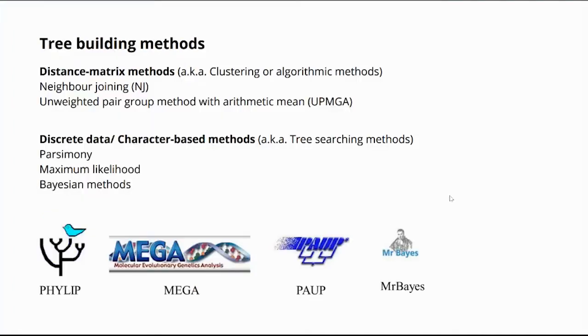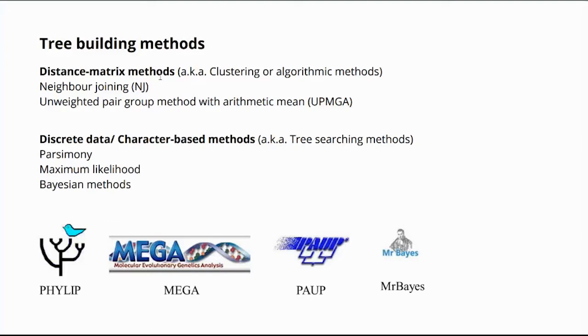Alright, there are two categories of tree building methods. So tree building methods, what do they do? These tree building methods find out the best trees from the multiple sequence alignment. Actually, there are two tree building methods: distance matrix methods and discrete data methods. In the distance matrix method, there are two examples: neighbor joining, which is quite popular, and UPGMA, not that popular nowadays. Among discrete data methods, maximum parsimony, maximum likelihood, Bayesian. These are the best examples.